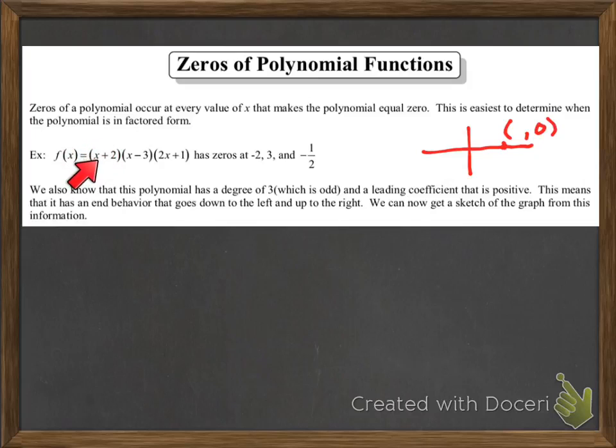Well, to make the function 0, all we would need is for each parenthesis to be a 0. So the x value that would make this parenthesis 0 is -2. The x value that would make this parenthesis equal to 0 is +3. And the x value that would make this parenthesis 0 would be -1/2. So those are your zeros. And what that means is that is where that equation is going to cross or intersect with the x-axis.